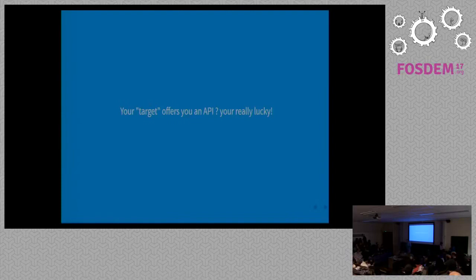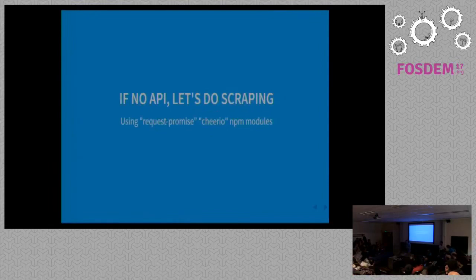So, if you want to write your connector, imagine the target of your connector offers you an API. Then you're lucky, because it's quite rare that web services allow you to get their data. At the moment, it's approximately 5% of the connectors which use an API. So if you're not lucky, you will have to do web scraping.